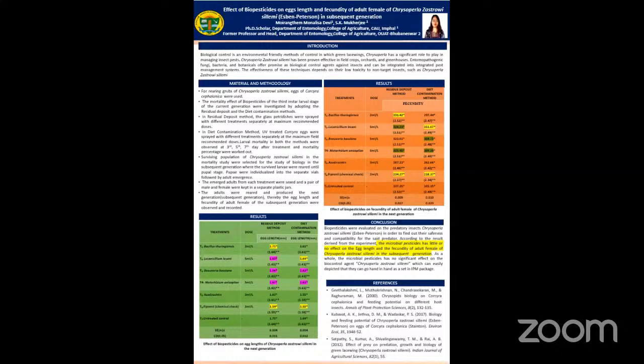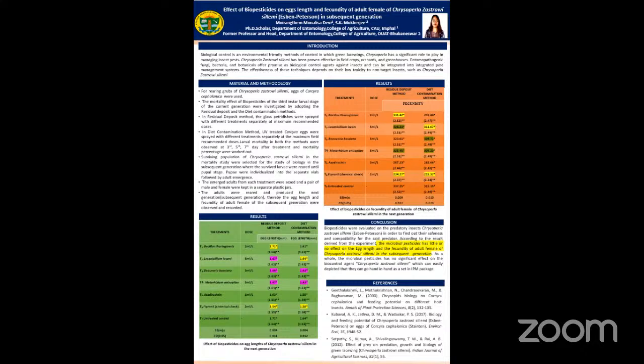After that, the adults were reared and produced the next generation, and from that, the egg length and the fecundity of the adult female of Chrysoperla zastrowi sillemi in the subsequent generation were observed. So let's move on to the results.